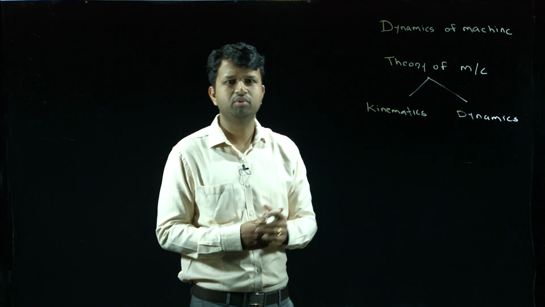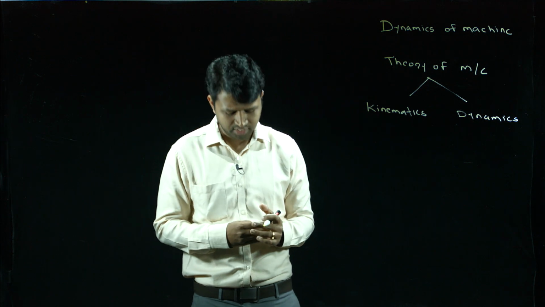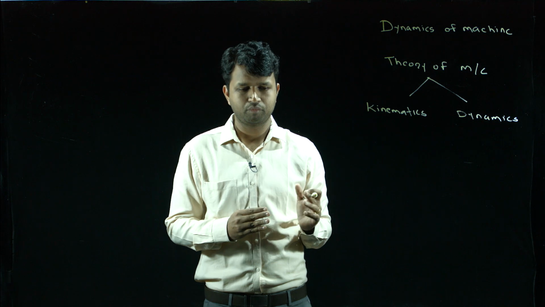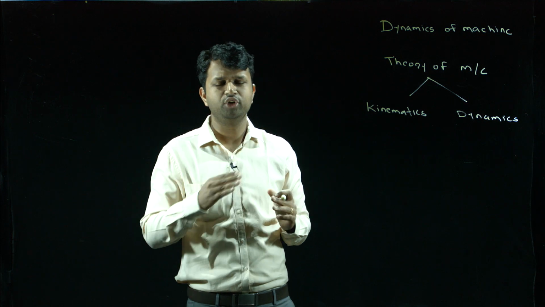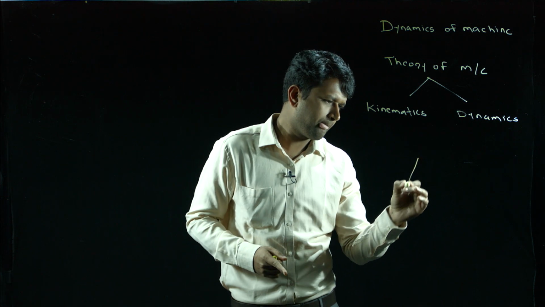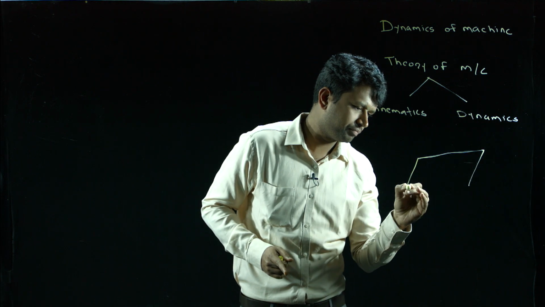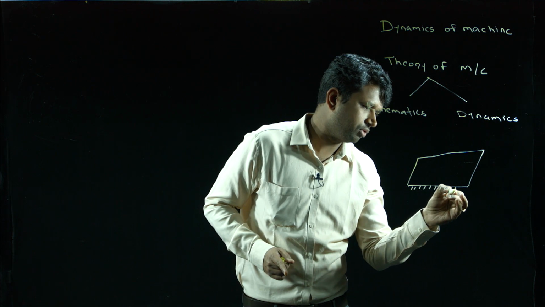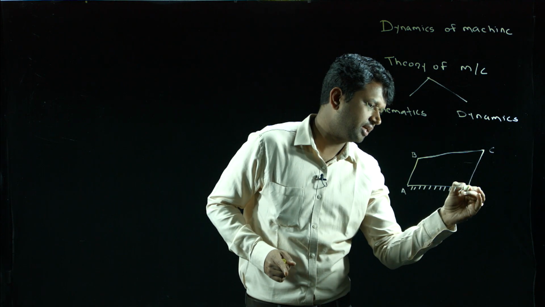Okay, the machine is made up of various links. So first of all, we have to understand what exactly the link is. The machine is made up of various links and those links have relative motion in between them. So we will take an example of 4-bar mechanism. So this is known as 4-bar mechanism. Suppose this is point A, this is B, this is C and this is D.